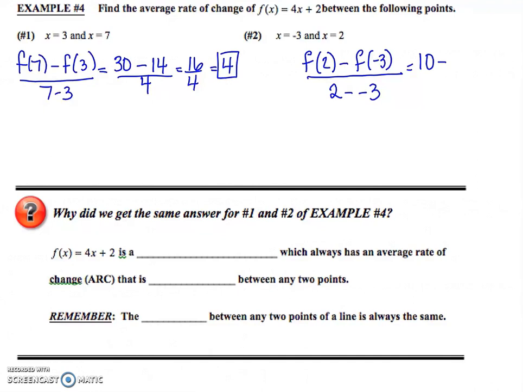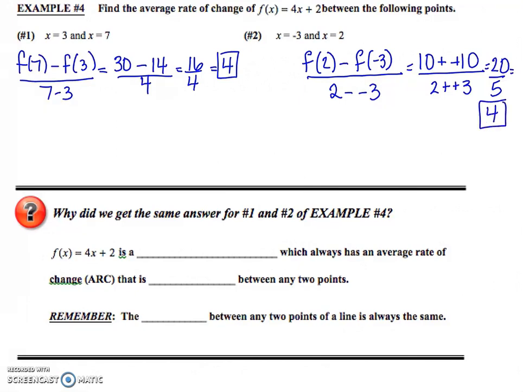f of negative 3. 4 times negative 3 is negative 12, negative 12 plus 2 is negative 10, and 2 minus negative 3, that's going to be 2 plus positive 3. So I end up with 20 divided by 5, which is 4.